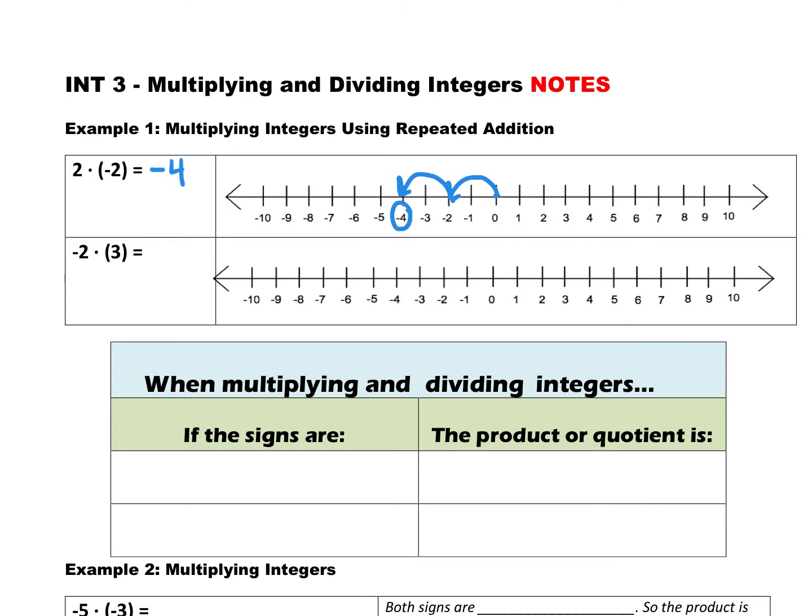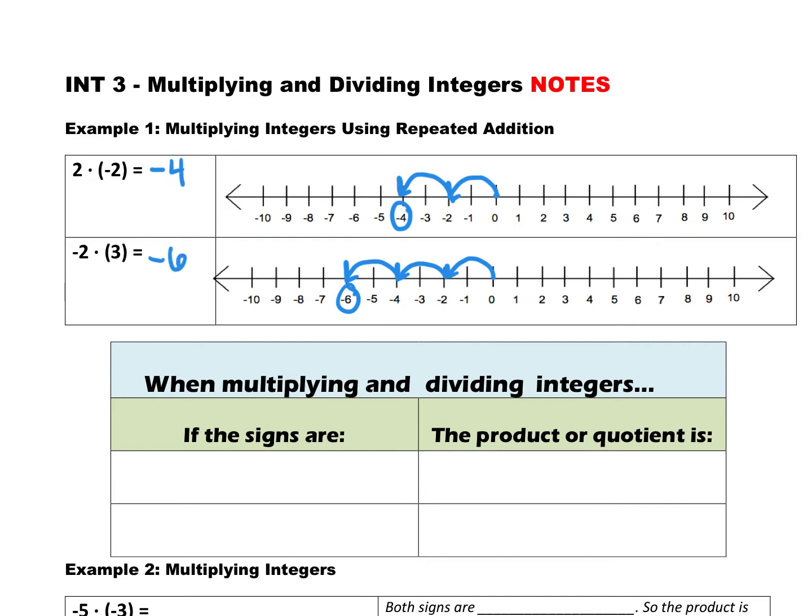The next one, negative 2 times 3. So we could say we're going to make jumps of negative 2, 3 times. So I'm going to start at 0 again. I'm going to make some jumps of negative 2 once, twice, 3 times. That's 3 jumps of negative 2, and I ended up at negative 6.